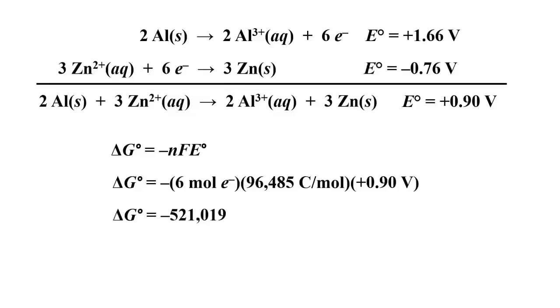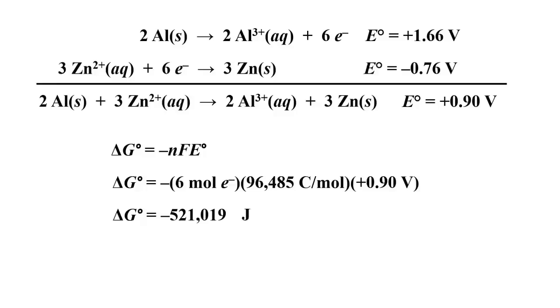So the math that I did on my calculator is the following. It's going to be negative 6 times 96,485 times positive 0.90. So I got negative 521,019 without doing any rounding. As far as my units, a coulomb times a volt is equal to a joule. So I'm going to convert this from joules to kilojoules.